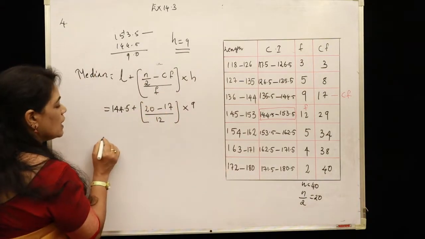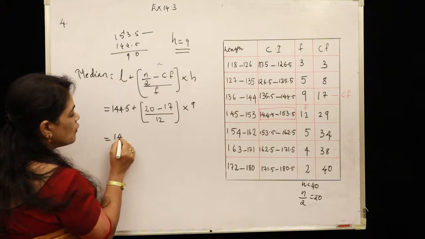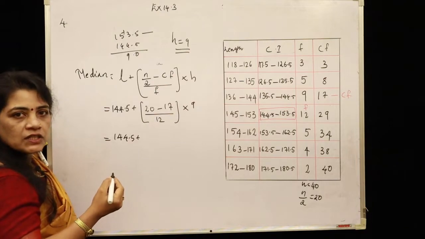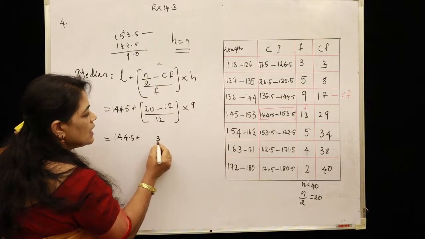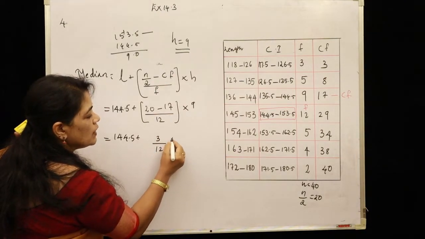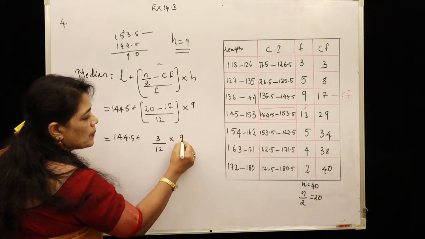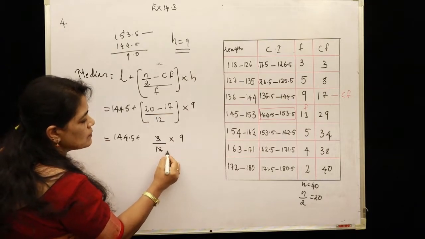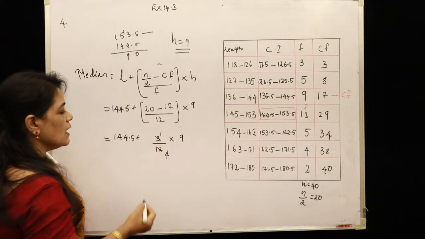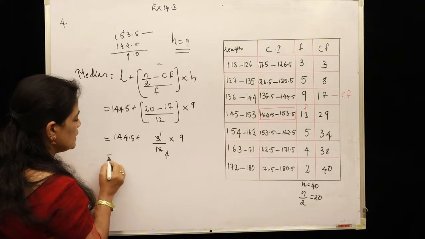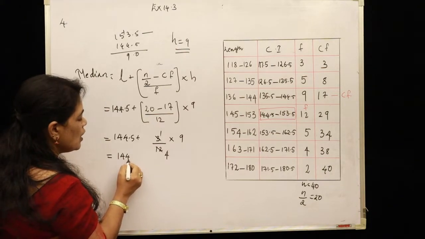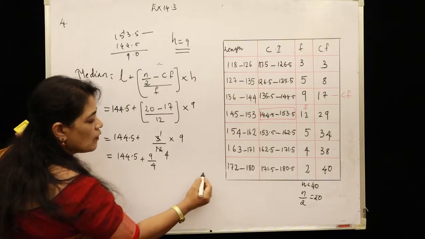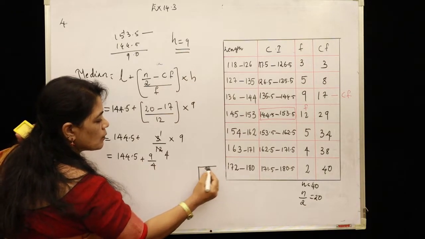Okay, now the final calculation. 144.5 plus 20 minus 17 is 3, divided by 12, into 9. Okay, and 3 in 12, that means 4 times. 3 in 3 one time, so 9 by 4. That is 144.5 plus 9 by 4. We can divide 9 by 4.